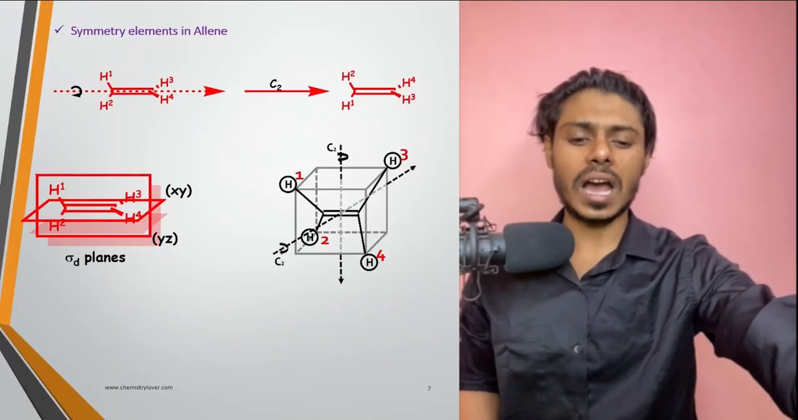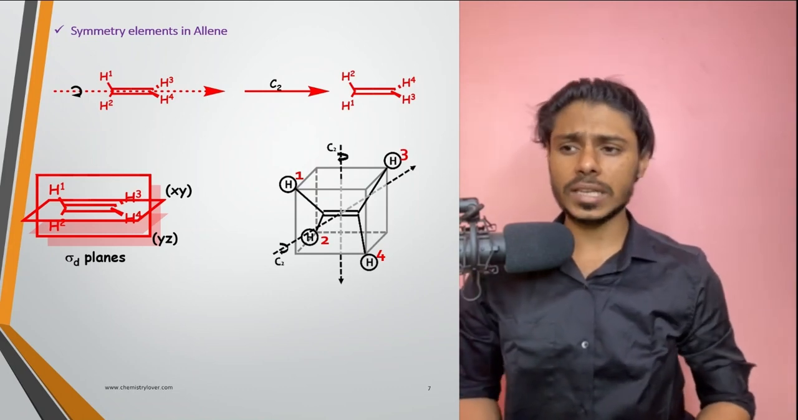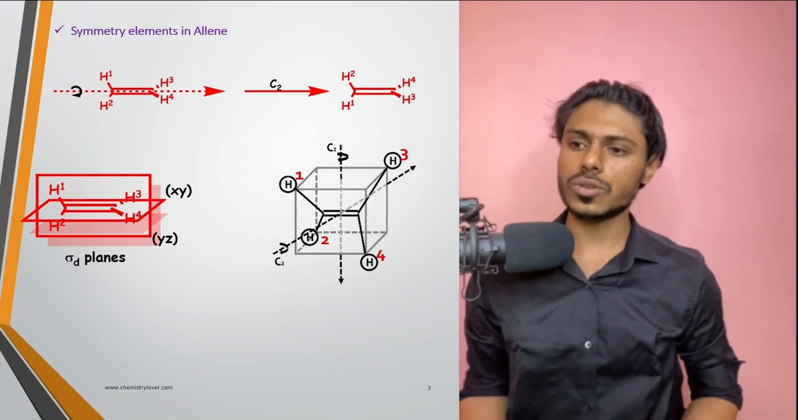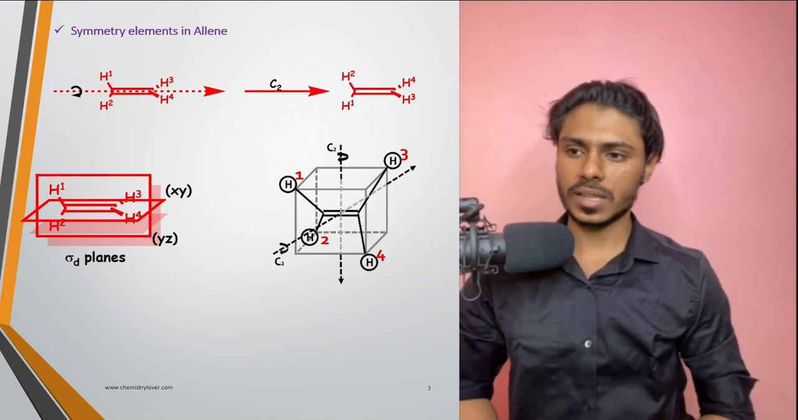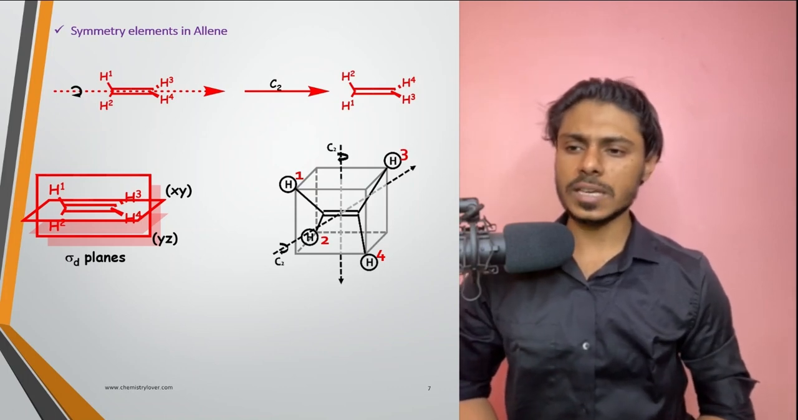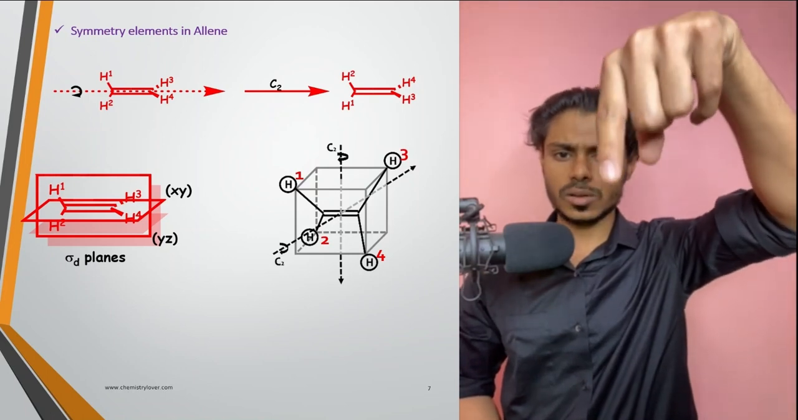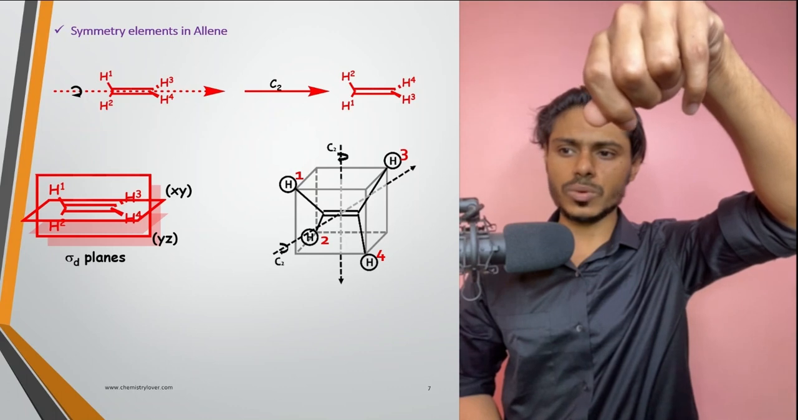But to find the other C2 axes in the allene molecule, we have to place the molecule in a cube, which is represented on the right hand side of your slide. So you can see we have placed the allene within a cube. Now here we have one axis over the cube. If we rotate the allene molecule by 180 degrees, we get the same arrangement.